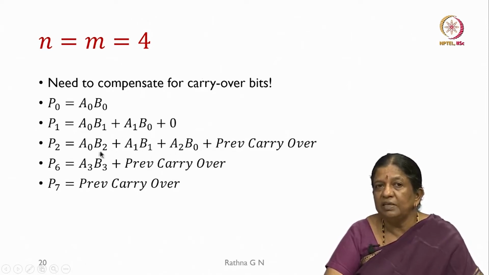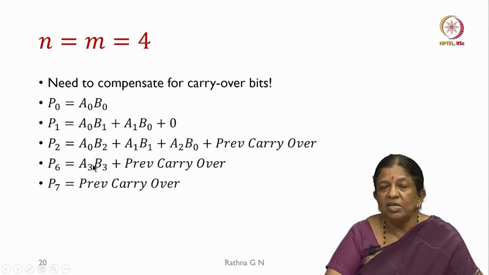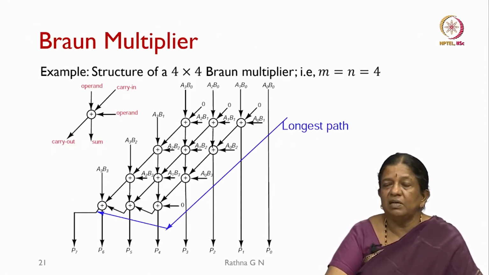As you are seeing, we are adding these bit numbers with the previous carry, and the same thing with P6. Then P7 represents only the carry that comes out after adding in the last stage. So we will see the architecture, how it looks.